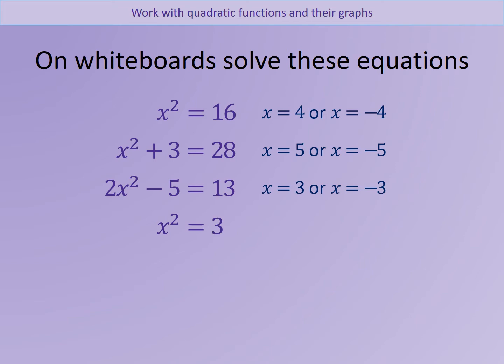Same as with number 1, all I'm going to do here is take the square root of both sides, and I end up with values of root 3 and minus root 3. It's perfectly okay to have surd answers. Number 5.